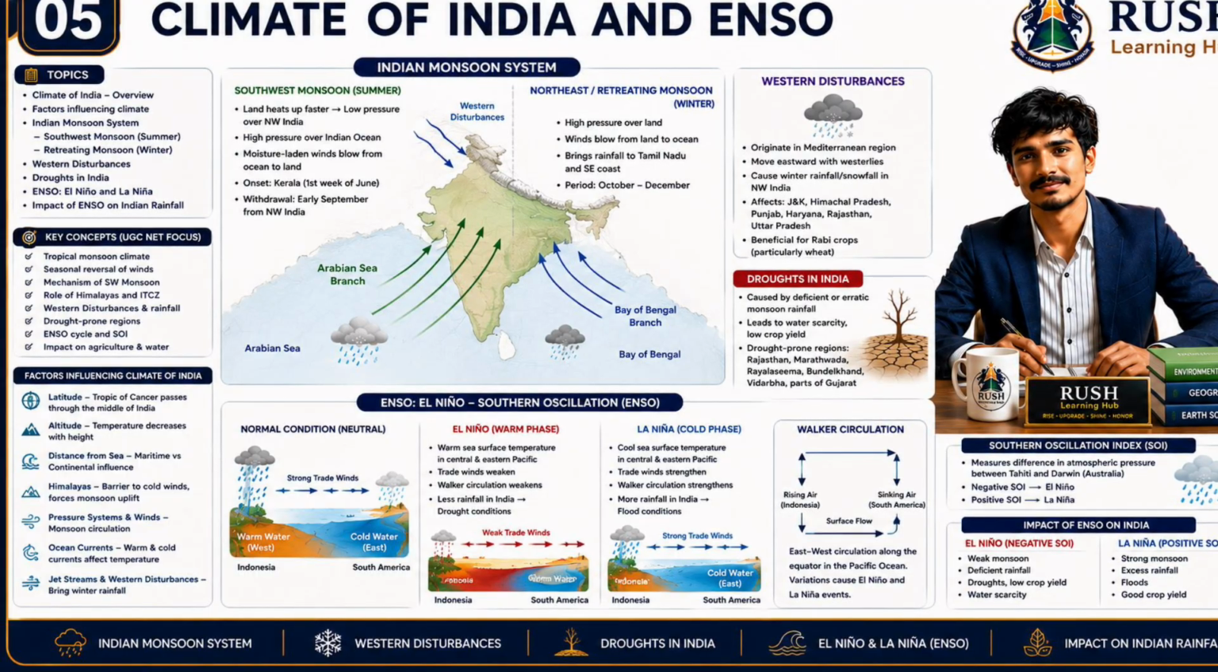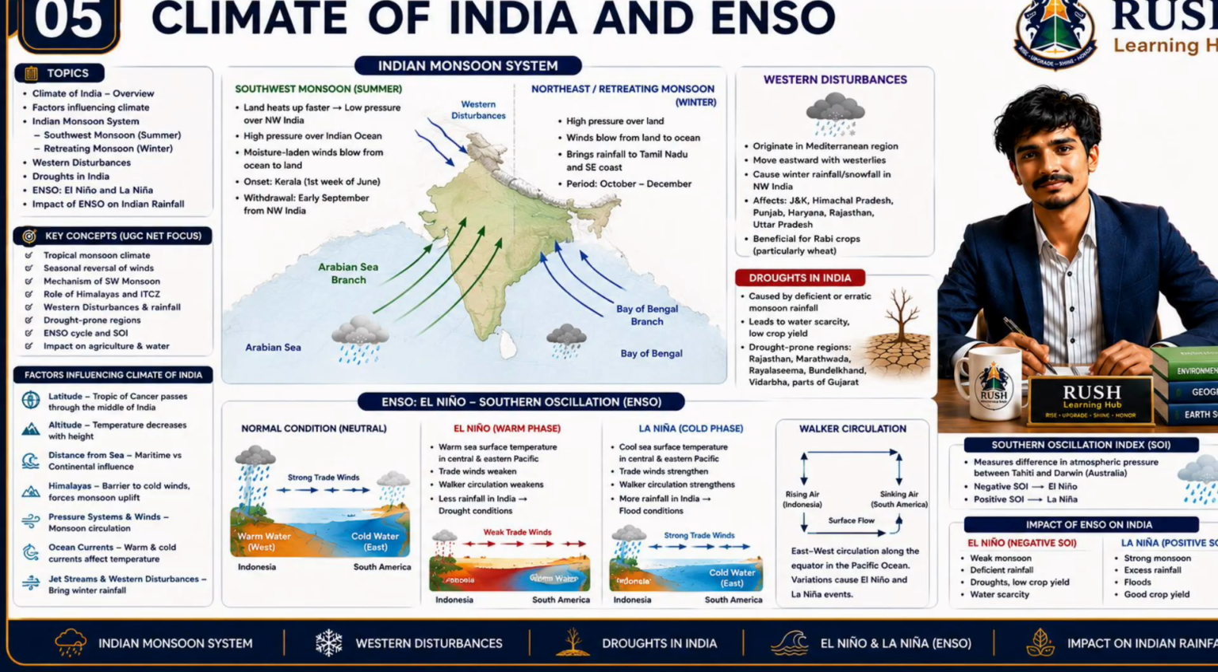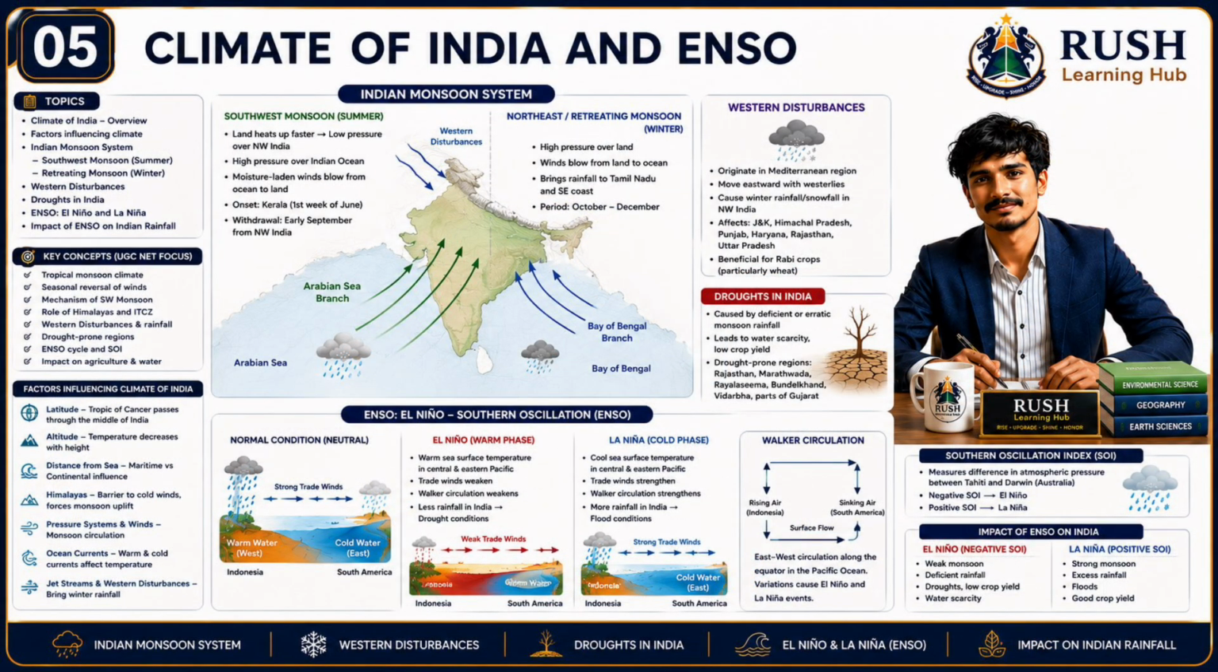During summer, intense heating of the Indian landmass creates a low-pressure area over northwestern India, while high pressure develops over the Indian Ocean. As a result, moisture-laden winds blow from the ocean towards the land, bringing heavy rainfall. The southwest monsoon reaches Kerala around the first week of June and gradually advances northward across the country.